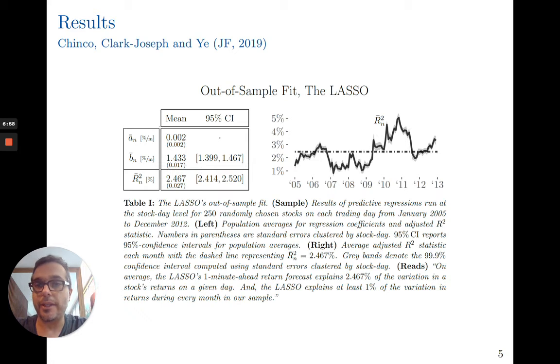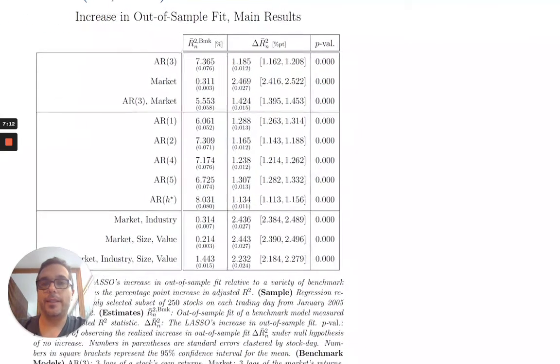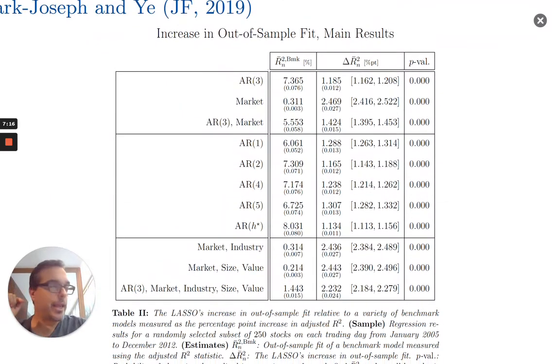These numbers are pretty high. And then how does this compare to benchmarks? What you can see here is the increase in R squares as compared to a pure AR3 model. So we are not including any of the other cross-section returns. It increased 1.8 in terms of R square percentage points.